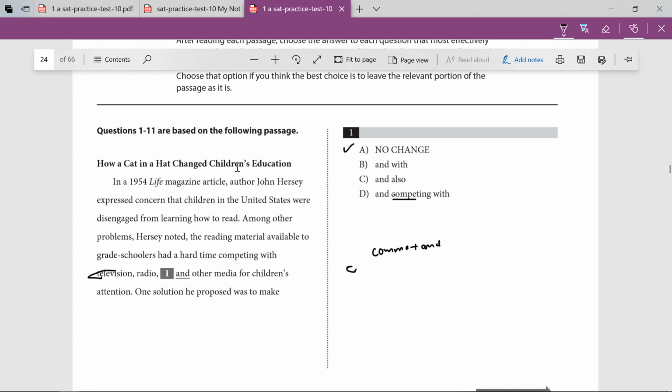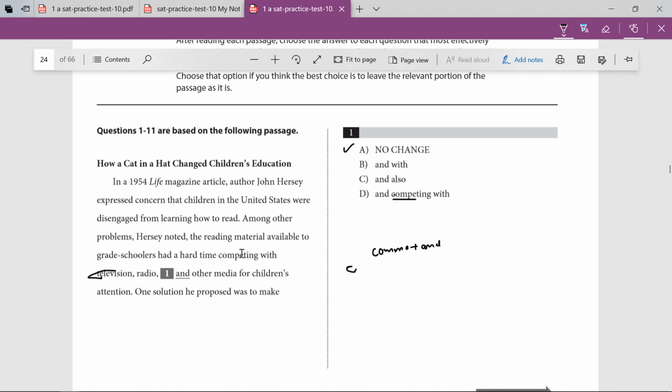So, I can see some keywords here: children's education. This magazine author expressed concern about children in the United States being disengaged. So the children are disengaged. This is the context. Among other problems, he noted that the reading material available was competing with television, radio, and all this for children's attention. So basically, this reading material was vying for attention, or fighting for attention. Basically, I'm just reading this passage a little bit to get the context.